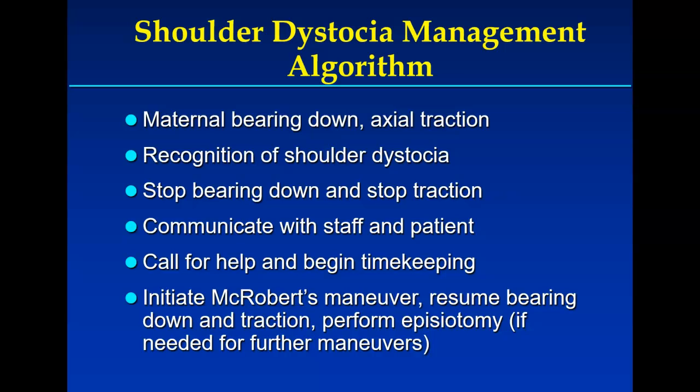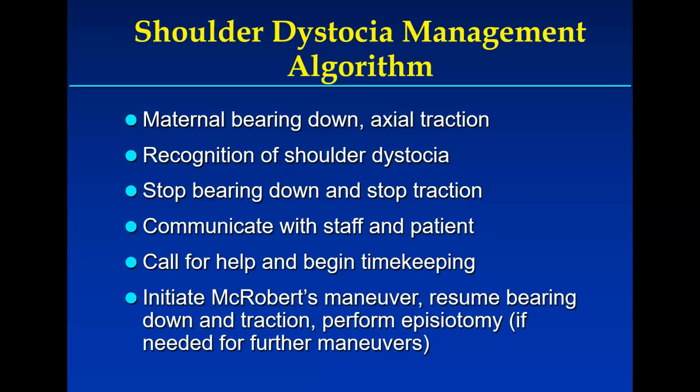Certainly the first step is to recognize that you've got a shoulder dystocia. So you have a patient with a vertex presentation who's bearing down in the second stage of labor, and you're exerting axial traction, axial traction being traction in line with the vertebrae of the fetus, and at that point you recognize that the anterior shoulder would not deliver. At that point you've made the diagnosis of shoulder dystocia.